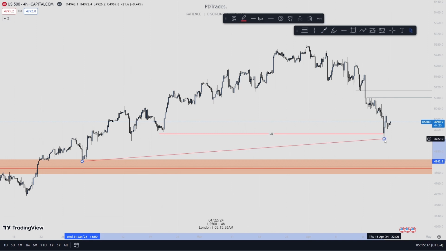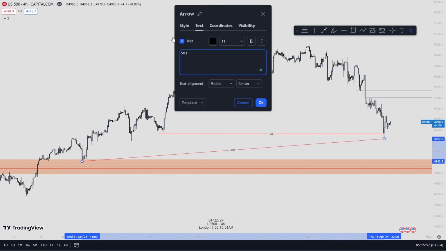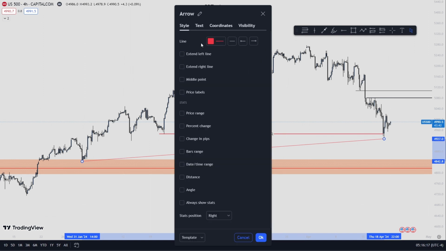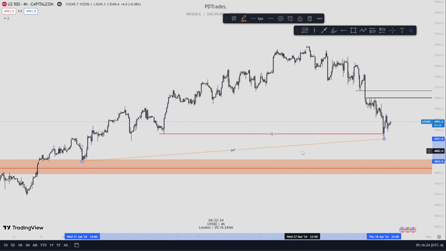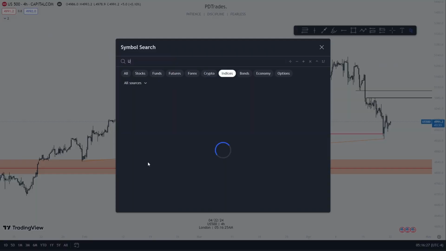So what is that? Tell me, what is that? That's divergence. SMT, smart money technique. That's divergence. So even though S&P 500 wasn't really in a rush to take out this low, Nasdaq was the one in a hurry to take out the 30th January low, meaning that it created an SMT. This was SMT.